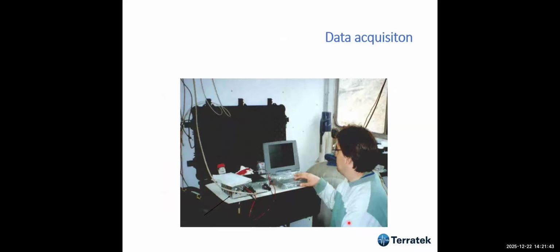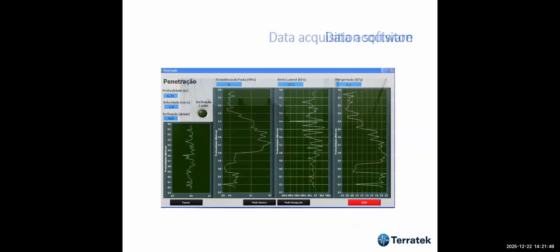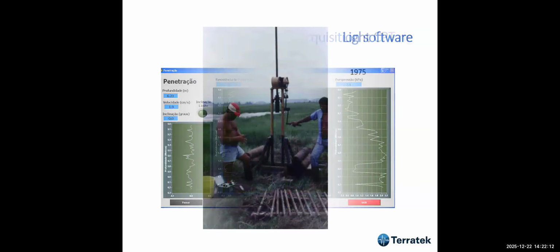Then we had all the electronic students that did the data acquisition system for us. This guy also wrote the data acquisition software, which was very good. And here we have the inclination because we have a tilt meter inbuilt in the cone. This is the tip resistance, lateral friction, pore pressure. This is what the operator sees on his computer screens.